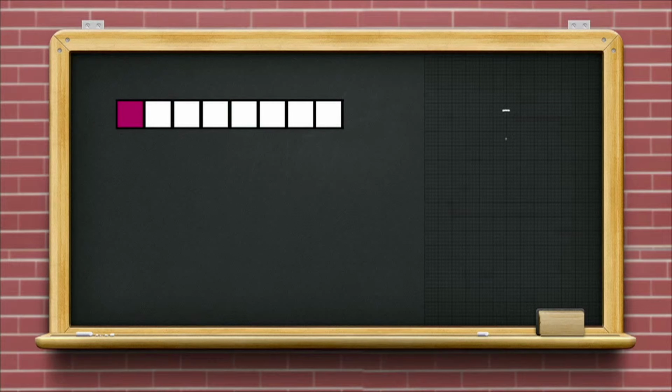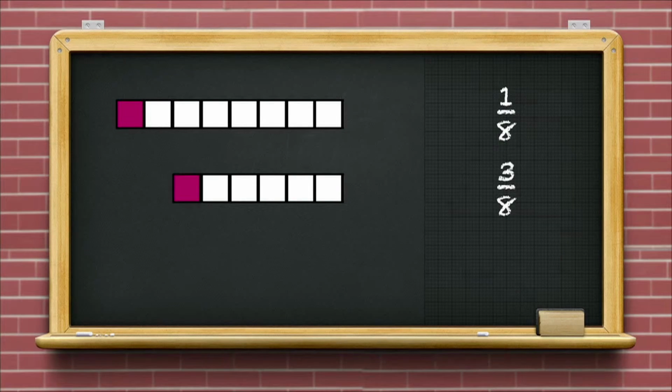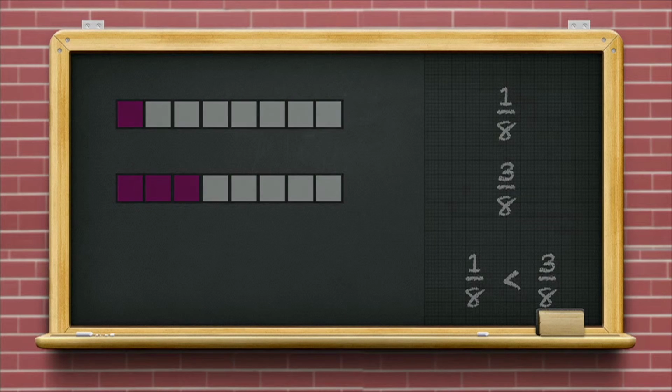Here's another example. In one strip, we have one shaded square out of 8 squares, which can be written as 1/8. In another strip, we have 3 shaded squares out of 8, which can be written as 3/8. Both fractions have the same denominator 8, while the numerator 1 is lesser than the numerator 3. So it is clear that 1/8 is lesser than 3/8.